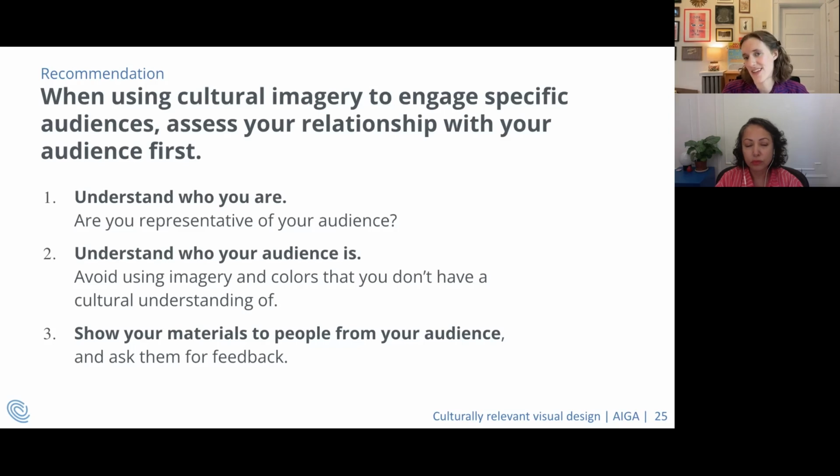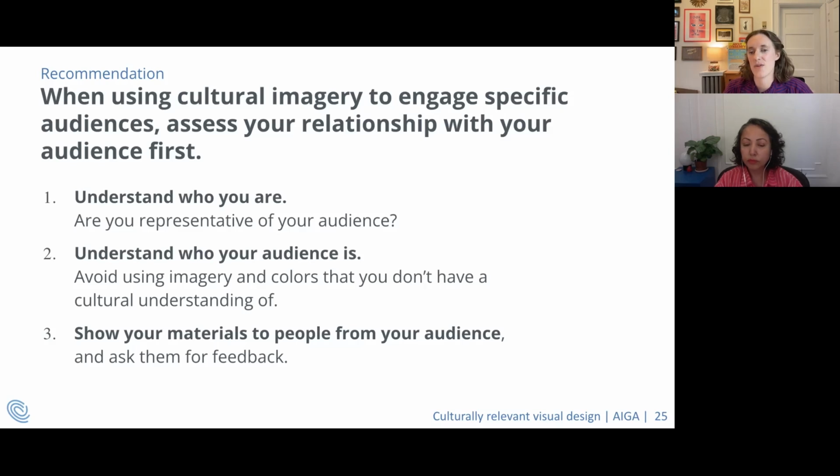So what we are saying here is that when you choose to use cultural imagery to engage with specific audiences, you need to start by assessing your relationship with that audience. I turned that into 3 steps because when you're making a toolkit, it's nice to put things into short amounts of steps. So first, you have to start with understanding who you are as an organization. In this case, we were creating a toolkit specifically for get out the vote groups, voter advocacy groups. So we're recommending those organizing groups understand the identity of the organization, and their identities individually.